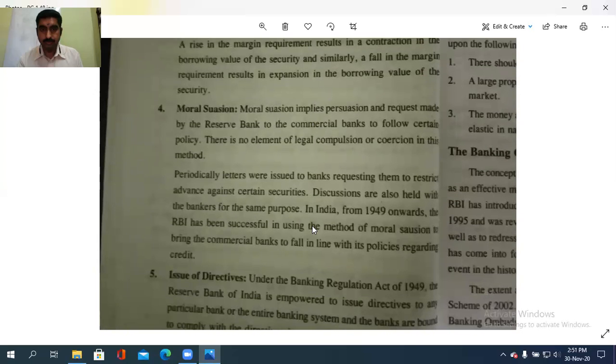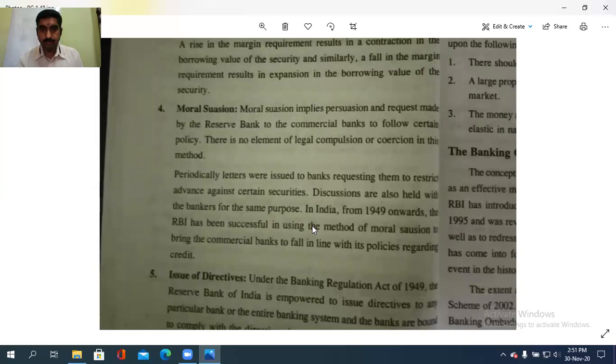What is moral suasion? It implies persuasion and request made by the RBI to the commercial banks to follow certain policies. For following certain policies, the RBI gives a written request or some persuasion, taking the consent from the commercial banks for certain policies. There is no element of legal compulsion or coercion in this method.